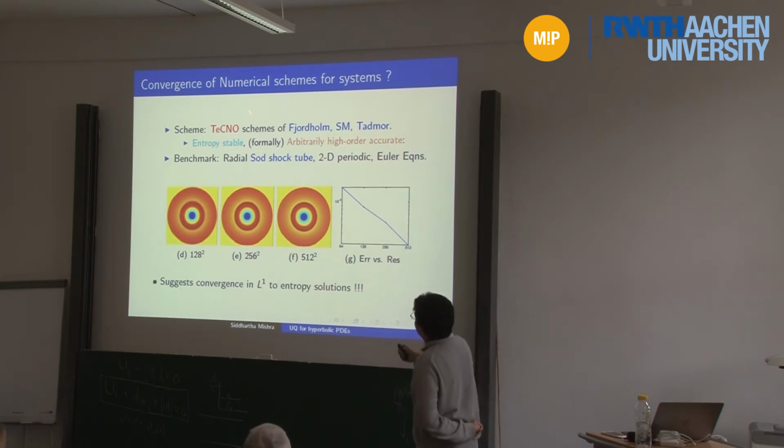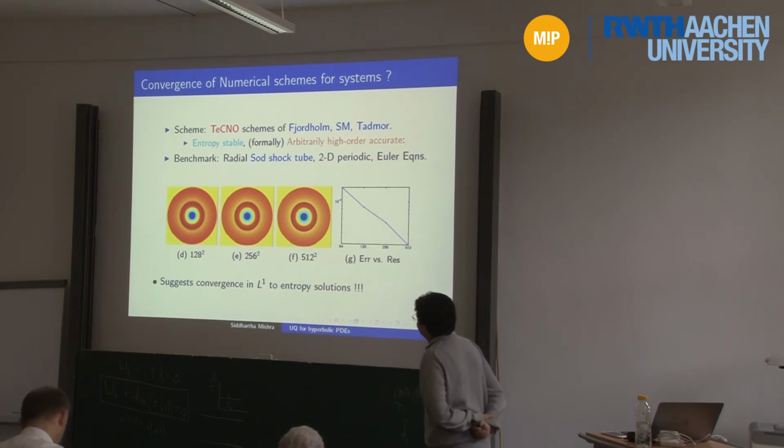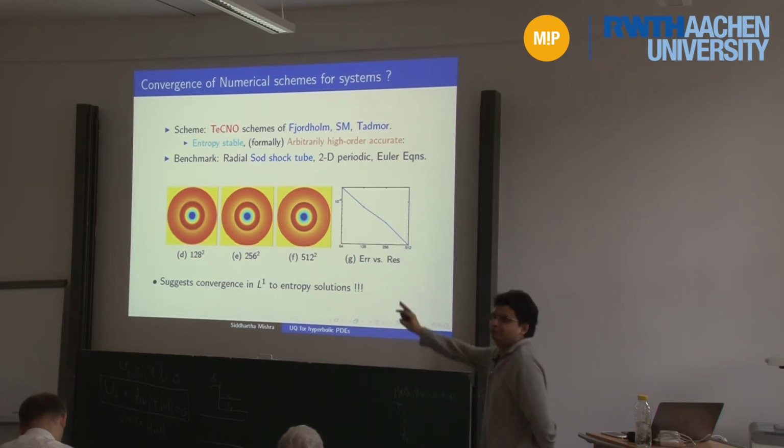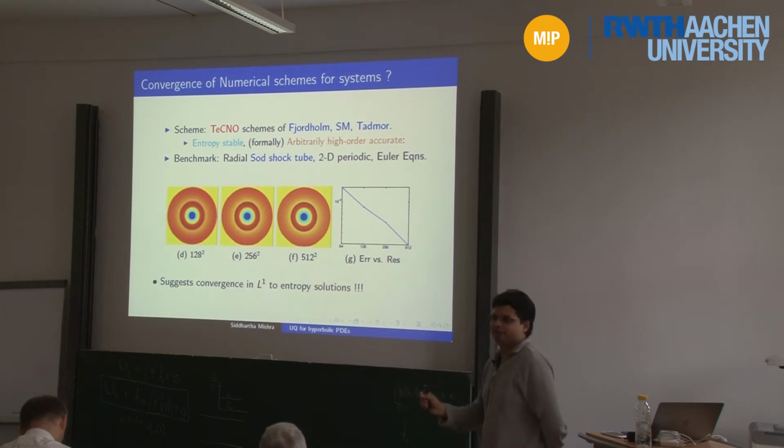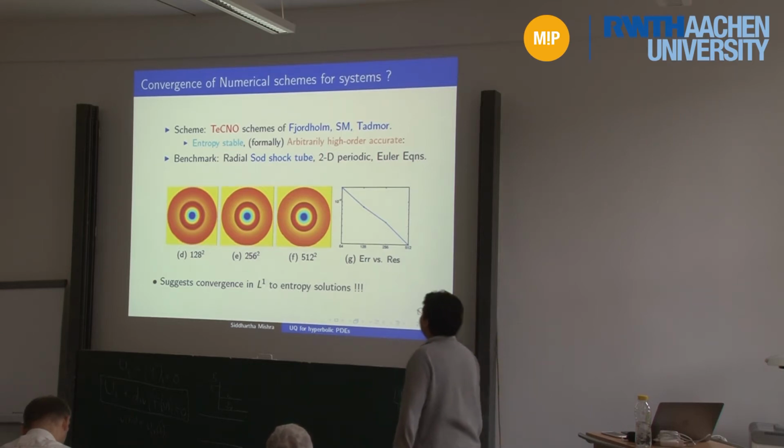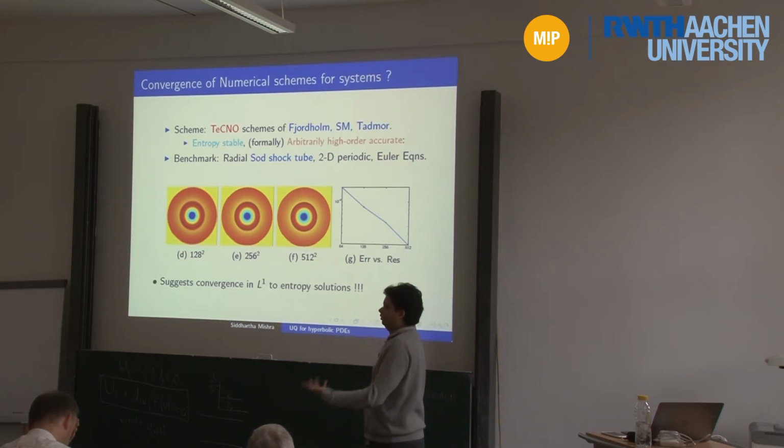I picked a scheme that I developed with Ulrich Fjordholm and Nathan Tadmor some years back, just as an example; you could choose your favorite scheme here. I want to check if this scheme converges. Of course, I don't have a theorem which says that, as you refine space and time, this scheme converges to a solution. Instead, I test it on benchmarks.